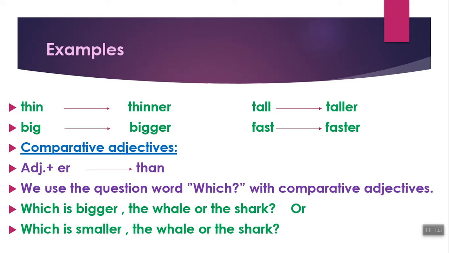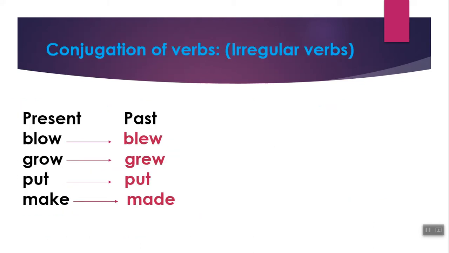And the question word for comparative adjectives is which, because you are asking someone to choose from two things or more, but here to choose from two things, so I'm gonna say which. Which is bigger, the whale or the shark, or which is smaller, the whale or the shark. And we have some irregular verbs for the past form: blow, blew, grow, grew, put, put, make, made.